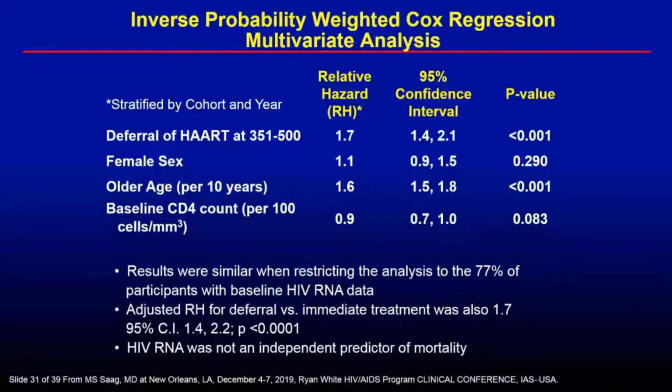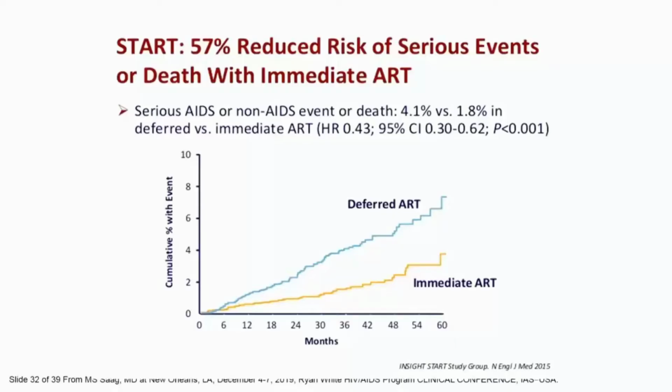Guess what? When they got done, their relative hazard for bad things happening for people who started later was 1.7 relative risk. Was that coincidence? Maybe. Maybe not. And this is what that study showed. So finally, all of you answered the question: any CD4 count, because this finally put the nail in the coffin of that question.